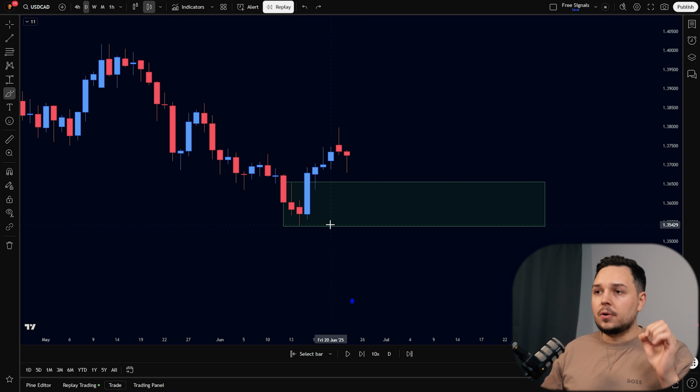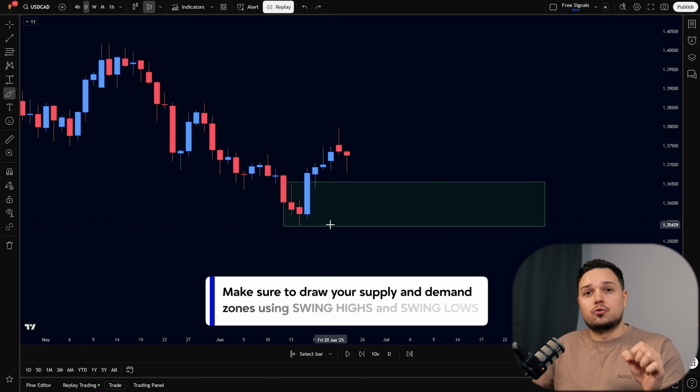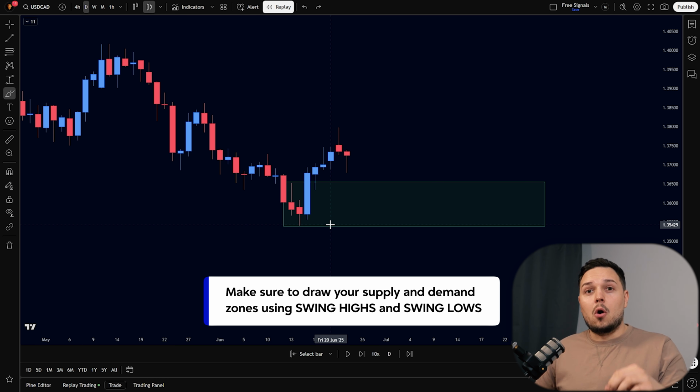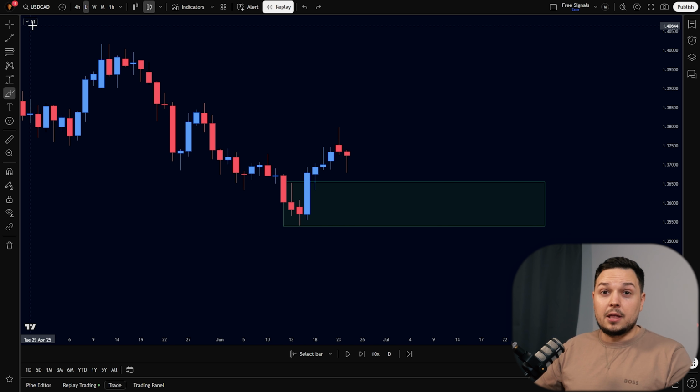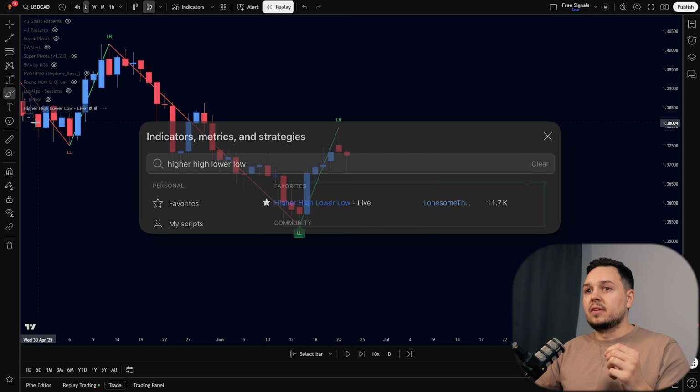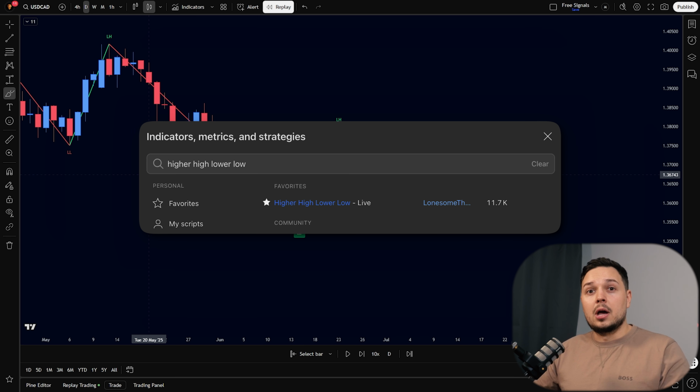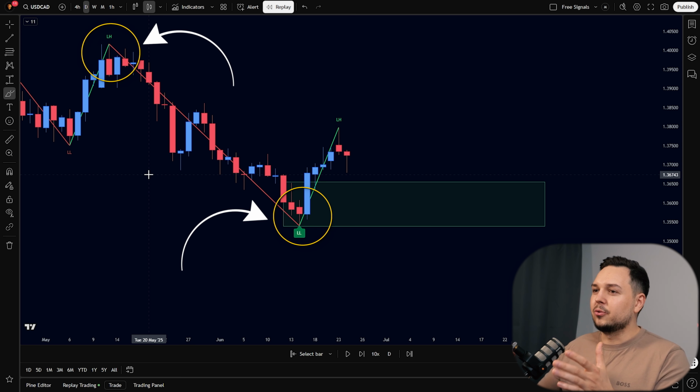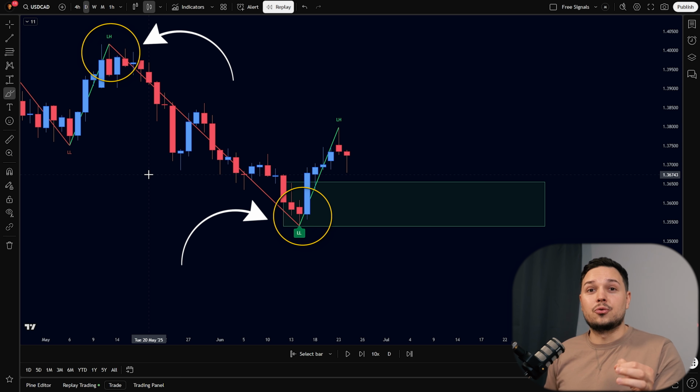Because this is a reversal entry model, you have to draw the supply and demand zones on the swing highs and lows. Now if you're a beginner forex trader and don't know how to do that, you can use this indicator called higher high, lower low. This tool helps to spot swings easier and find entries much quicker.